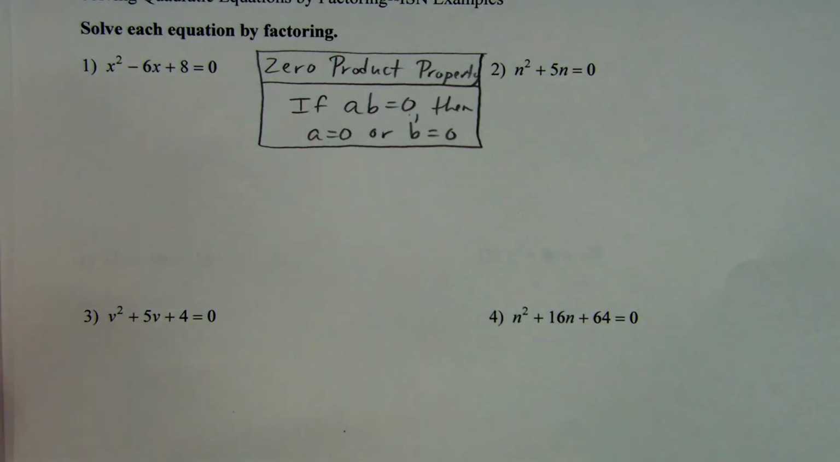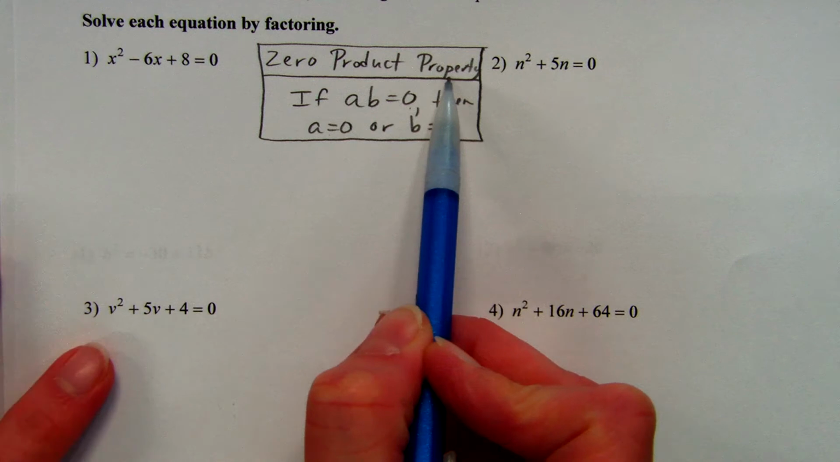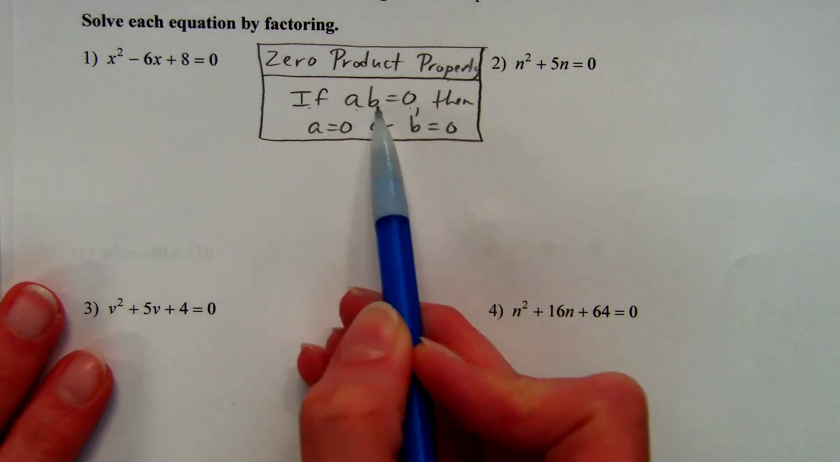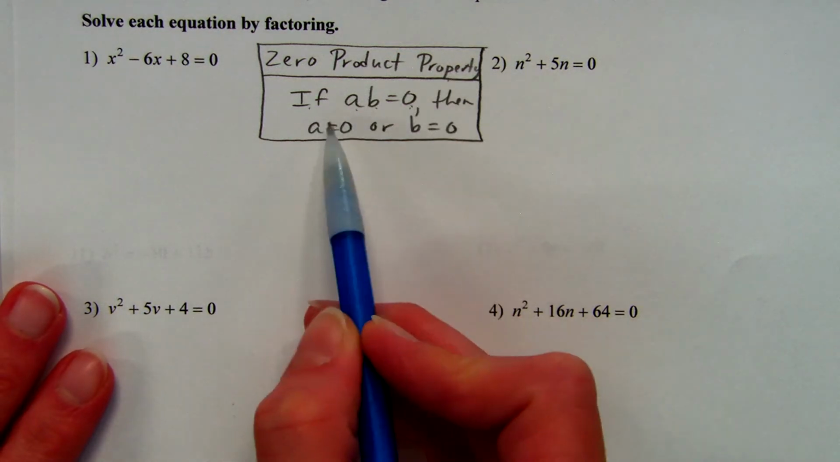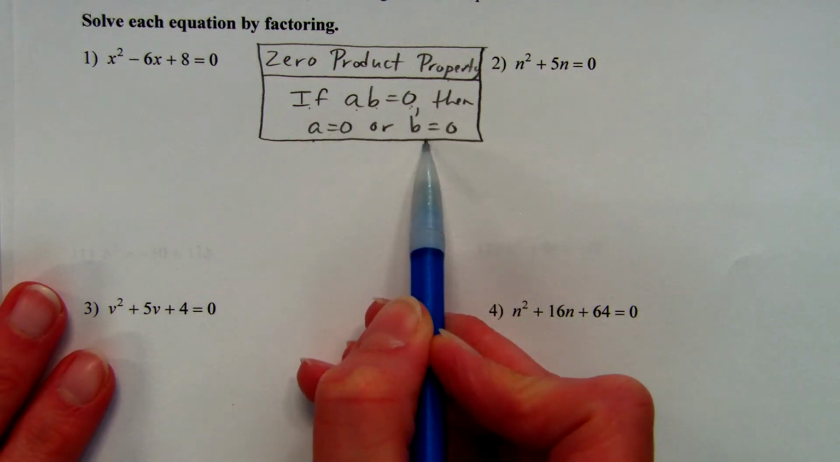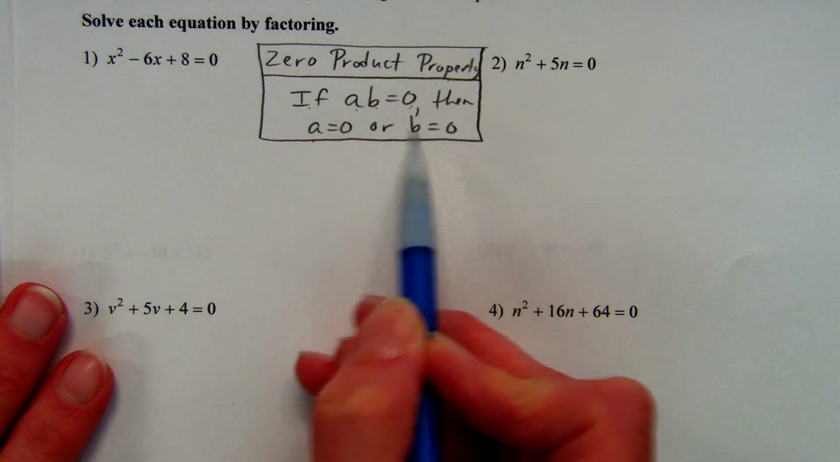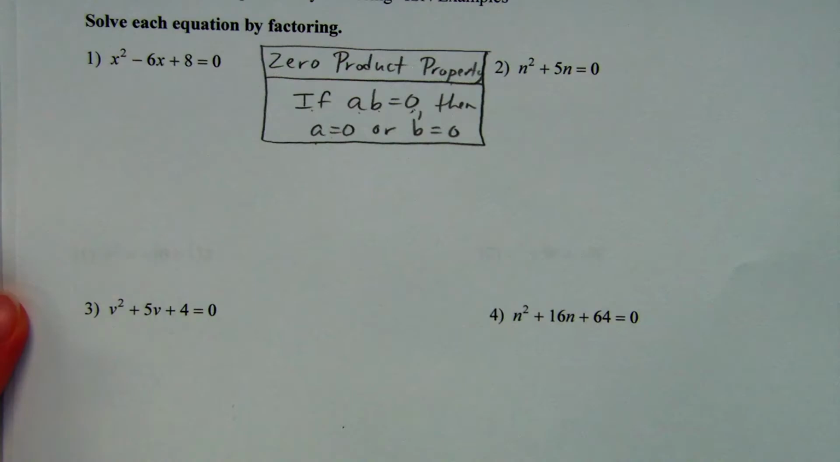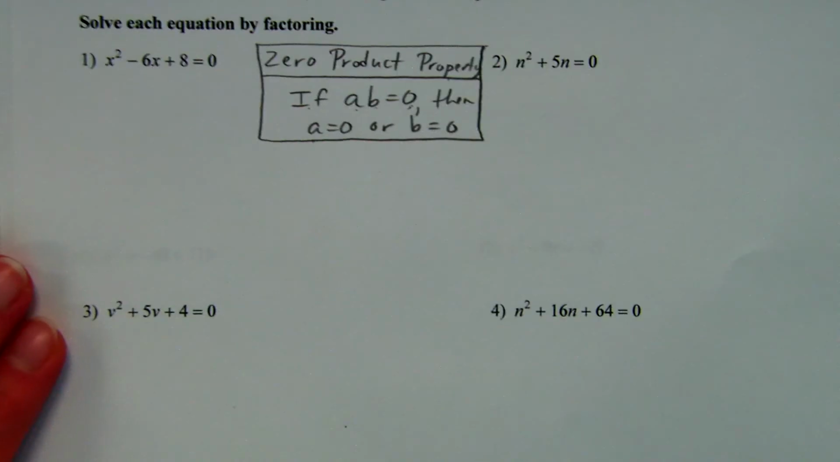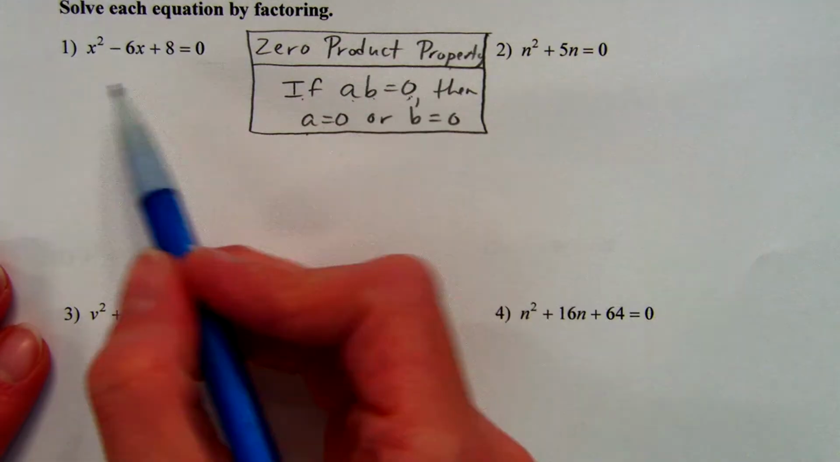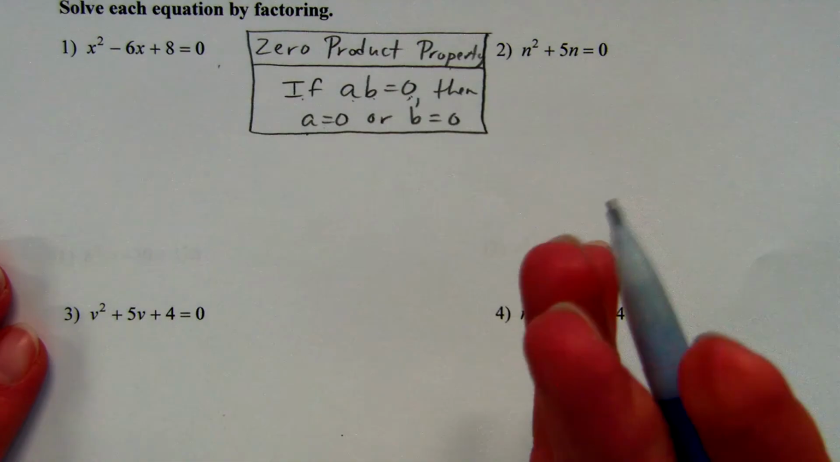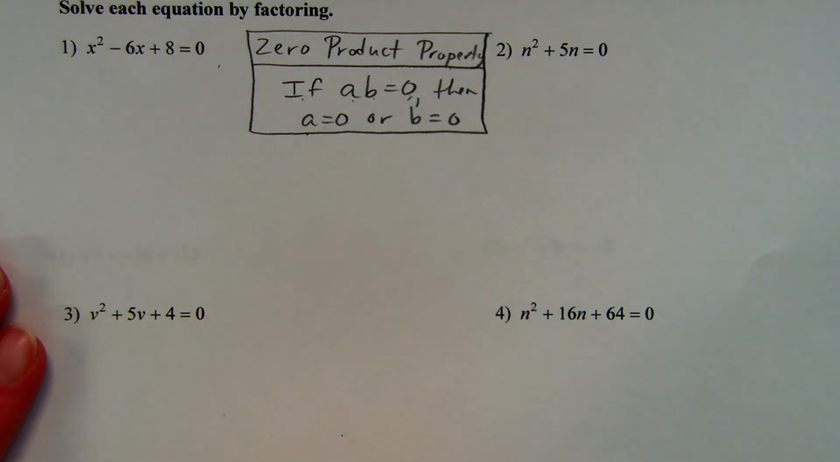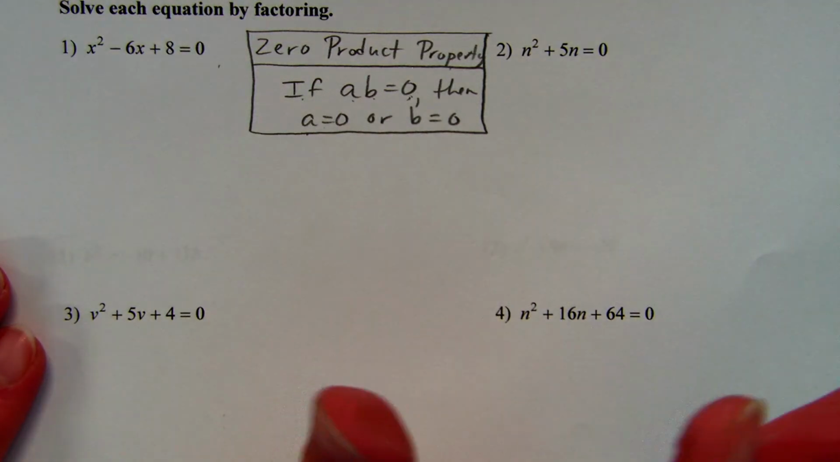Okay, so the zero product property, I'm going to repeat it. If A times B equals 0, then either one of the numbers or the other, or possibly both, have to be 0. Because that's the only way you get 0 for an answer is to multiply by 0. So that's what we're going to use today with our factoring to solve these. Okay, so on number 1, the difficult thing is we're going to have all the different kinds of factoring. So we're going to review that as we go.